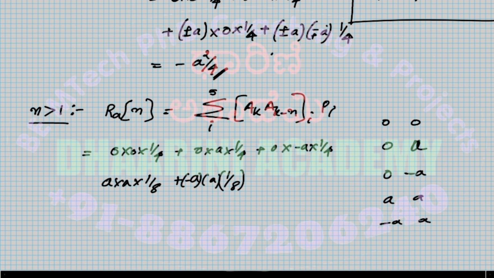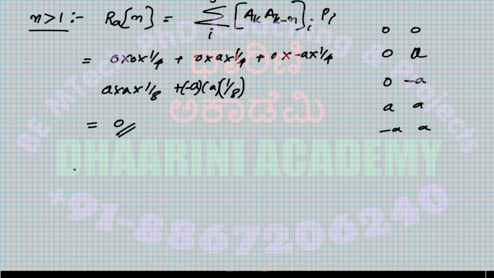Correct? So A has a probability of how much? 1 by 4, right? It's because of that reason. All right. Ultimately, everything cancels. So you can see that this is equal to 0. This, right? Everything cancels out. Right. So that's 0. So now I'll write a clubbed answer for RA of n for this case.